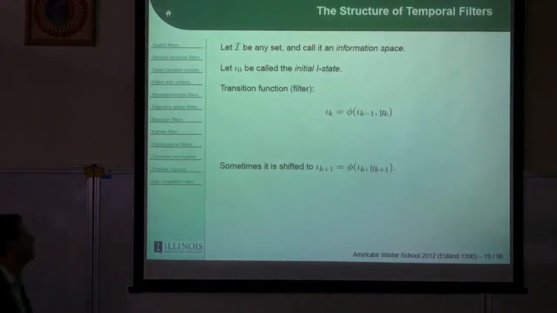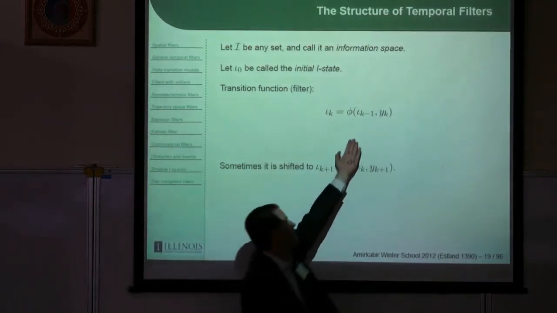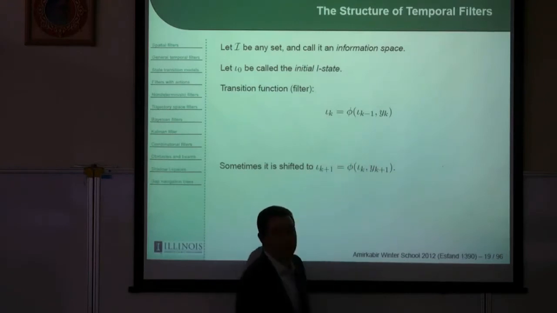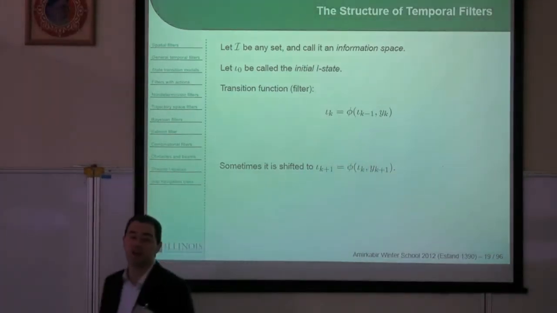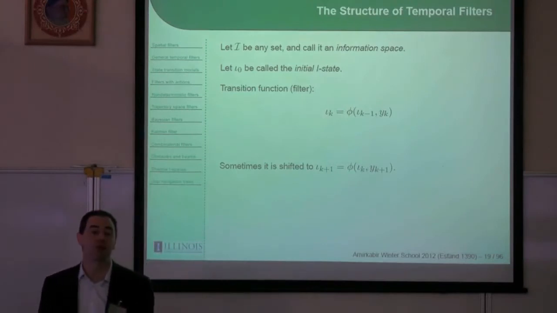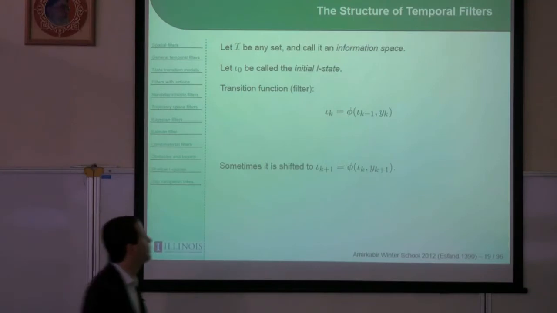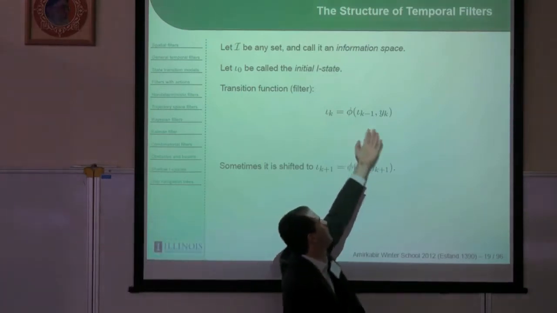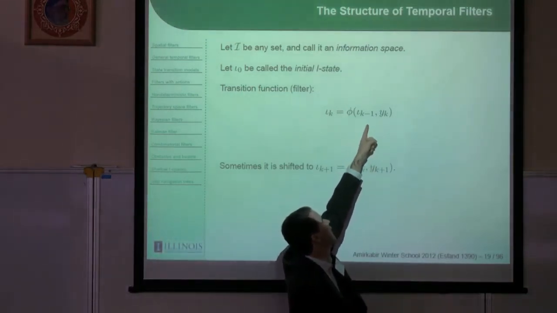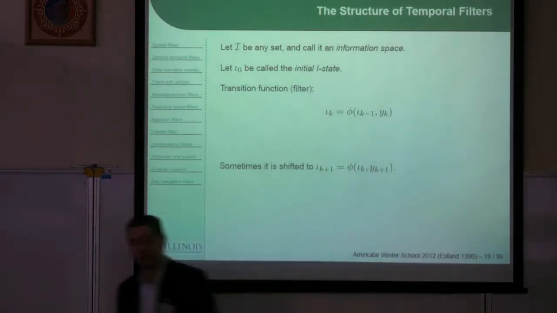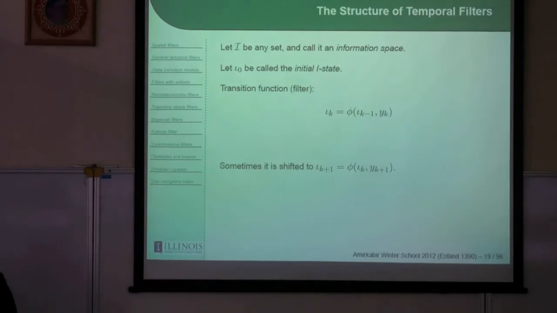As I said, we have this information space. So we have, based on the previous information state, we get a new observation, and we need this function that calculates the next information state. That's what a filter is in this context. That's what a temporal filter is. It's temporal because it's taking past information here and a current observation and figuring out the next information state. So it's operating over time rather than over, let's say, the space.